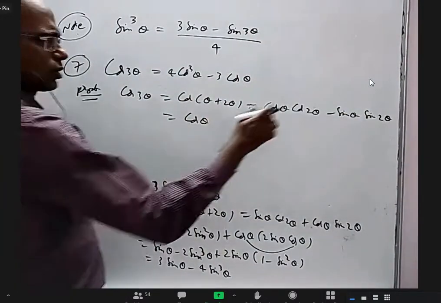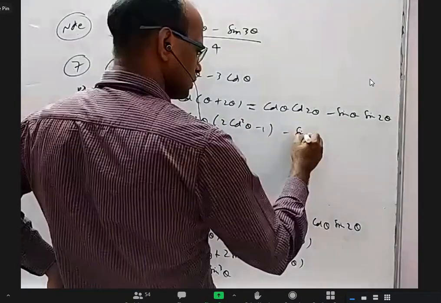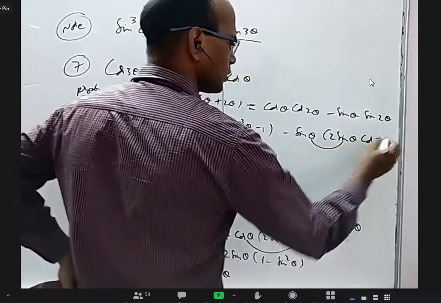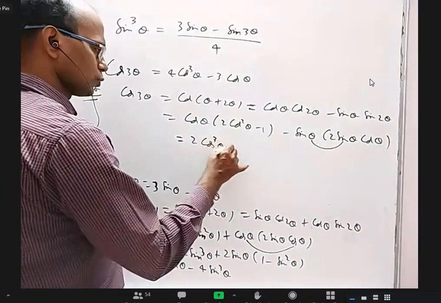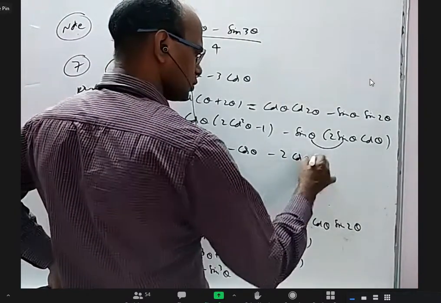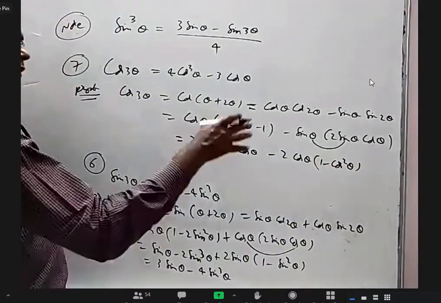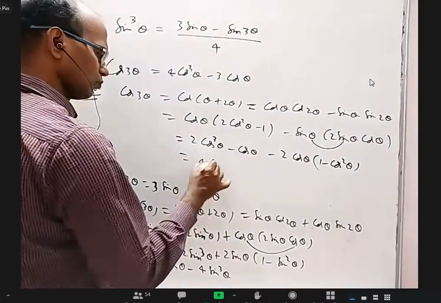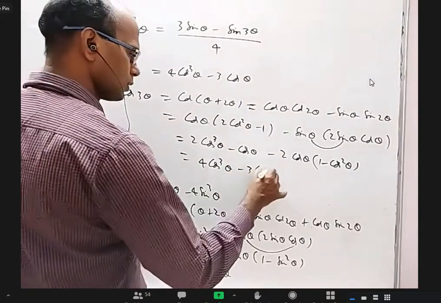I want everything in terms of cos. So better to write this cos 2 theta as 2 cos square theta minus 1. Sin 2 theta, no option, I have to write 2 sin theta cos theta. But in the next step, this sin square I can write 1 minus cos square. So you will get 2 cos cube theta minus cos theta. This is 2 cos theta into the sin square, I can write 1 minus cos square theta. If I open this and add 2 cos cube theta plus 2 cos cube theta, 4 cos cube theta minus cos theta minus 2 cos theta is minus 3 cos theta.